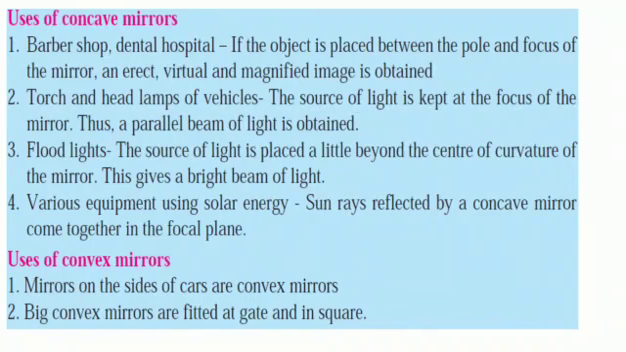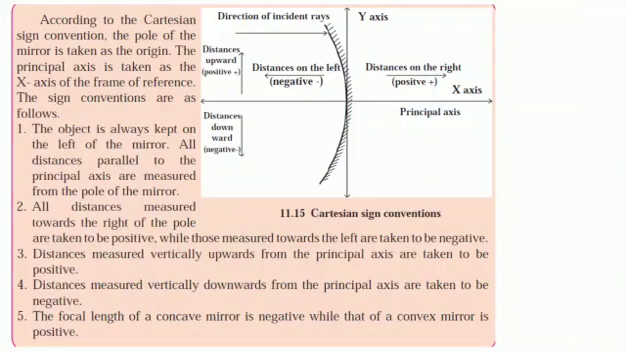Uses of convex mirror. Mirrors on the sides of a car are convex mirrors. As we have discussed earlier, big convex mirrors are fitted at a gate and in a square for security purposes. Now, a very important topic is the Cartesian sign convention. To understand this, you should understand this figure.